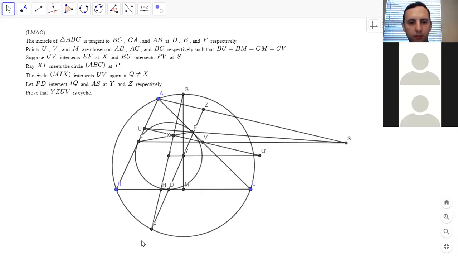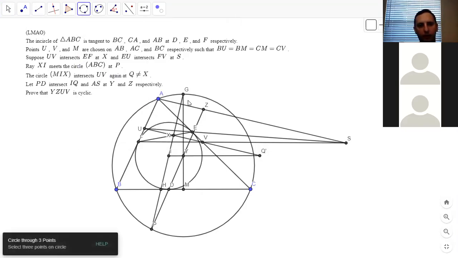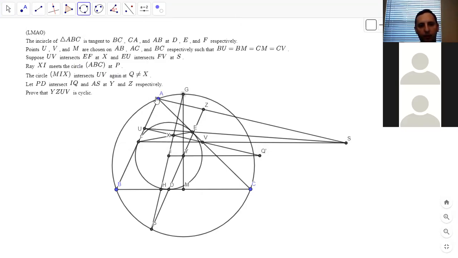Okay, so we can use that to prove that G, Y, and M are collinear. And then, basically, if we draw this circle, we've proven that everything lies on it except Z, I think, right? Everything else we know lies on that circle. First, we have to prove that I, X, Q prime, M is cyclic. Oh yeah, I, X, Q prime, M. Yeah. Okay.